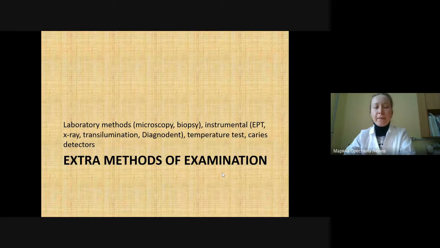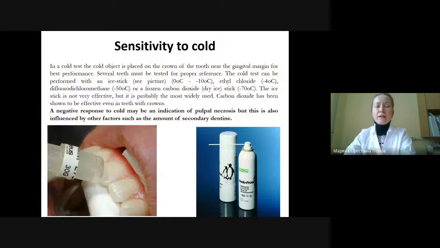So those were the main methods of examination: visual examination, percussion, probing and palpation, and checking of tooth mobility. And now we discuss extra methods of examination. The most widely used method is called a temperature test, cold-hot sensitivity. In a cold test, the cold object is placed on the crown of the tooth near the gingival margin for best performance. Several teeth must be tested for proper reference.